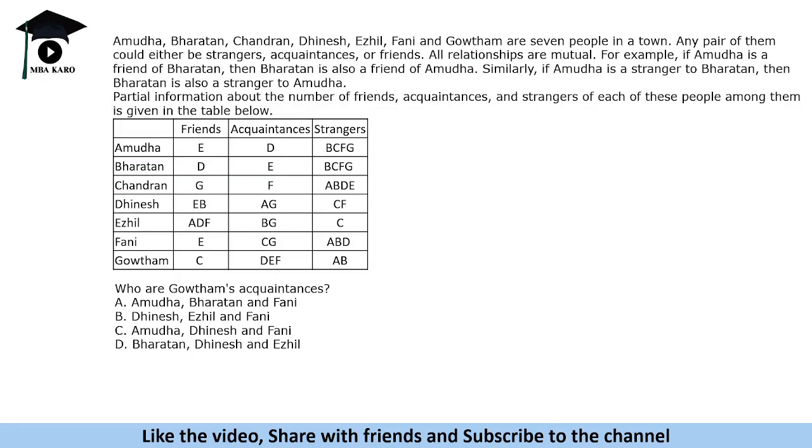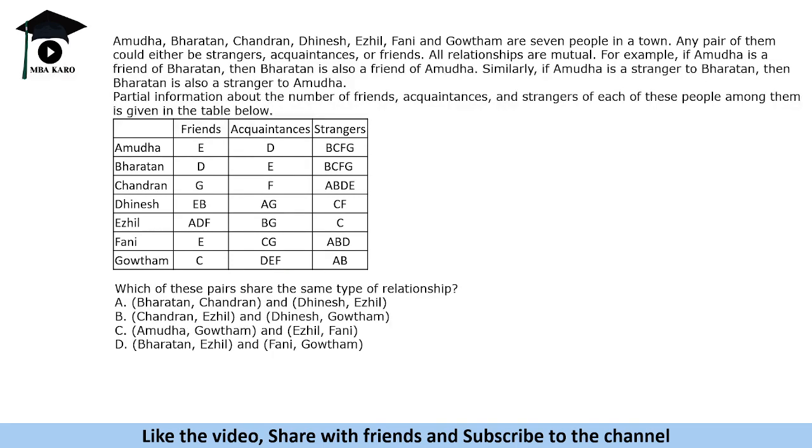Who are Gautam's acquaintances? So if we talk about Gautam's acquaintances, he has three acquaintances, D, E, and F. So Dinesh, Azil, and Fani are Gautam's acquaintances. Which of these pairs share the same type of relationship? So Bharatan and Chandran have a relationship of strangers, and Dinesh and Azil, if we see, this is friends, right? So same relationship is not there.